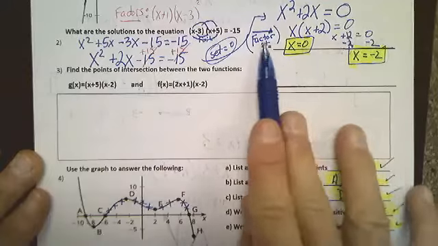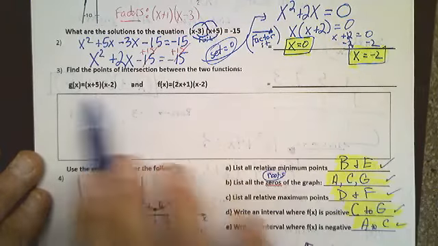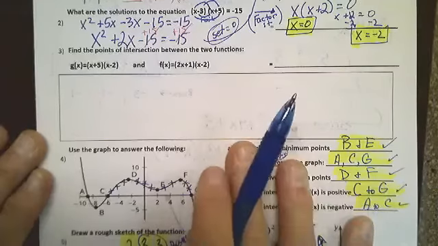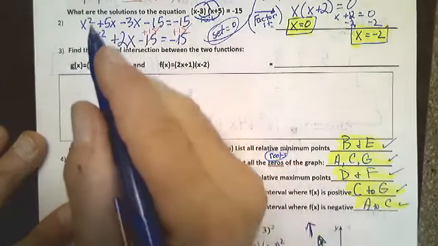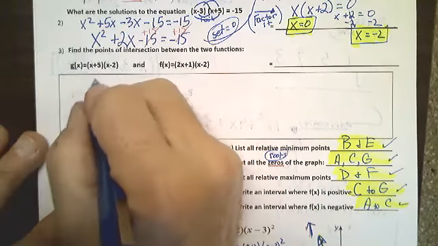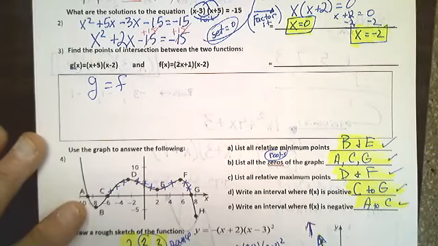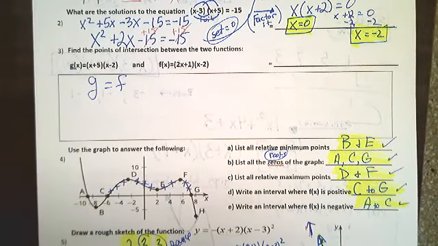I don't know, nobody factored it, so I'll start back at the top. What do you do? Step 1. Put them both in standard form, but before we do that, we're going to say g equals f. Now we put them in standard form.